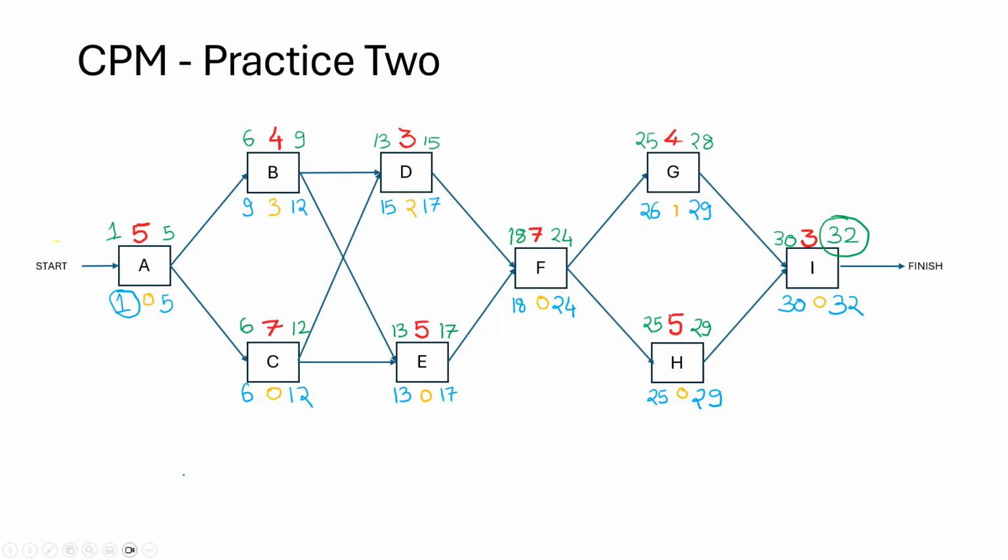Now I am going to identify the critical path. Choose the highlighter. Okay. A, C, E, F, H, and I.